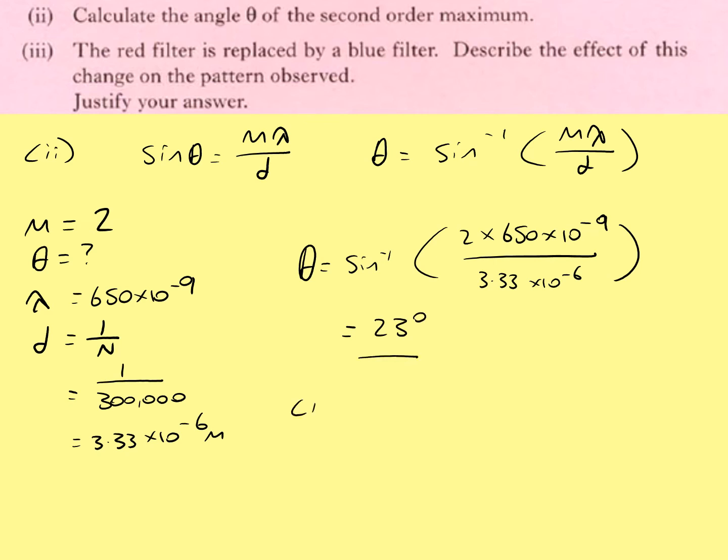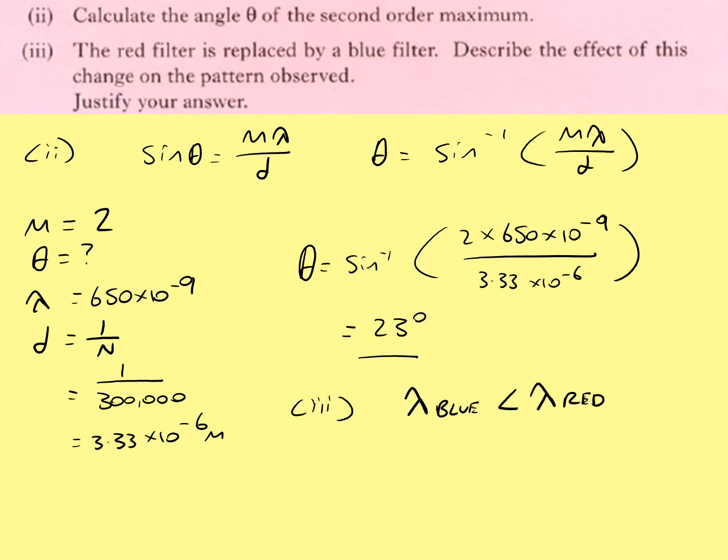Part 3, it says the red filter is replaced with a blue filter. Describe the effect on the change of the pattern observed. Well, we need to know the difference there between red and blue light in terms of wavelength. So blue light has a much higher frequency, which means it has a much shorter wavelength. So the wavelength for blue is less than the wavelength for red.